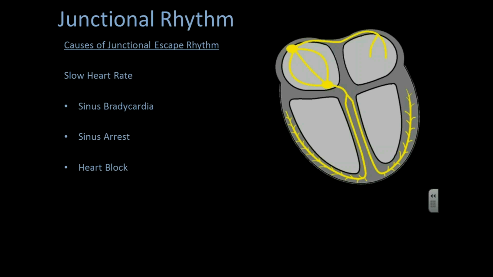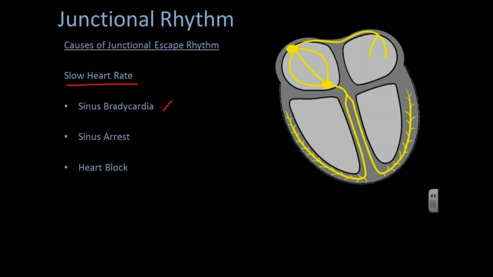Now, what are some of the causes for junctional rhythm? Well, obviously, slow heart rate is the main cause, right? Slow heart rate or the SA node's inability to pace the heart, because that's what it's supposed to do. It's a redundant pacemaker. So, sinus bradycardia. The sinus rhythm is normally between 60 to 100 beats per minute.